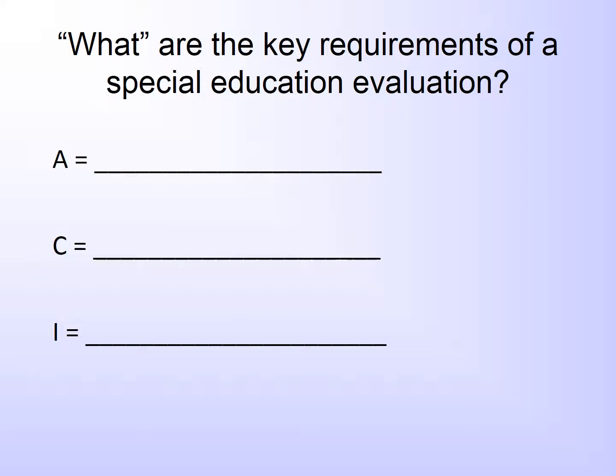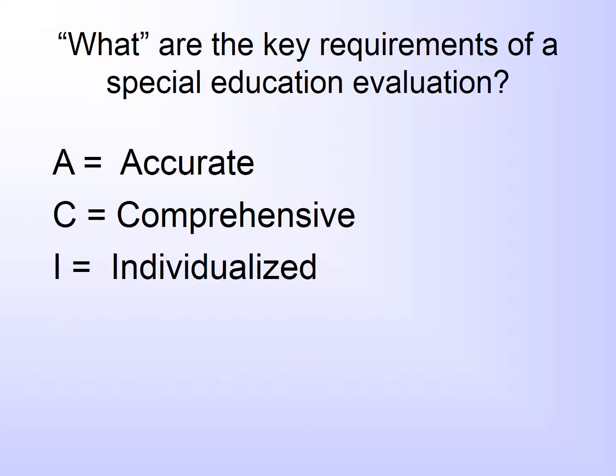Let's take time for a quick review. Do you recall the 3 key requirements of a special education evaluation? Let's see how you did. A is for accurate, C equals comprehensive, and I equals individualized.